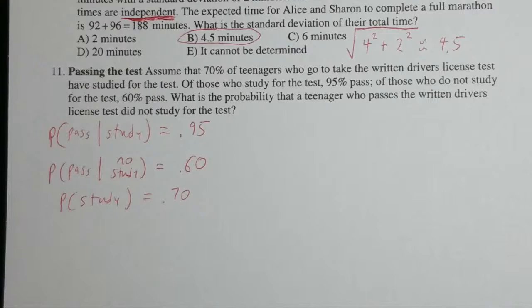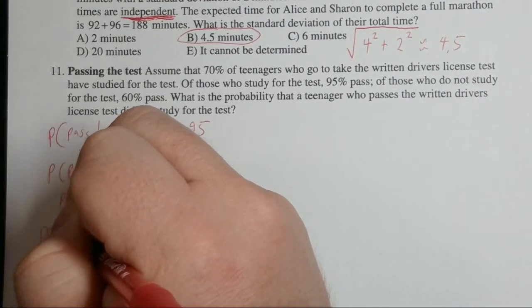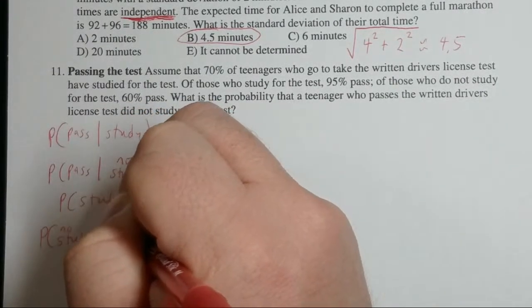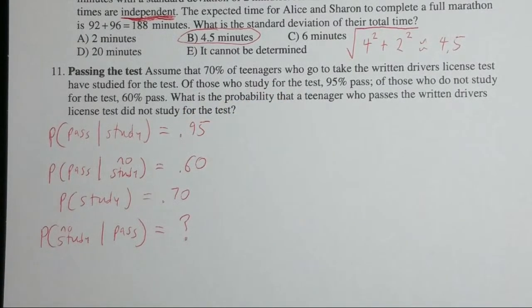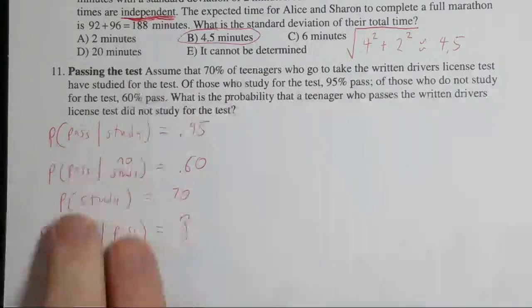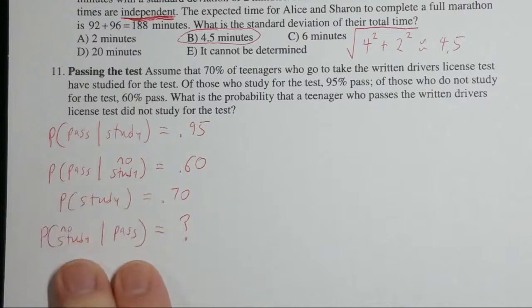Now, what are they asking me? What they're asking for: what is the probability that a teenager who passes did not study? Now, what I'm writing is the question that they are actually asking me. What is the probability that a teenager, given that they passed, did not study? This problem is asking me to take the probability of passing given no study and flip it to be the probability of no study given passing.